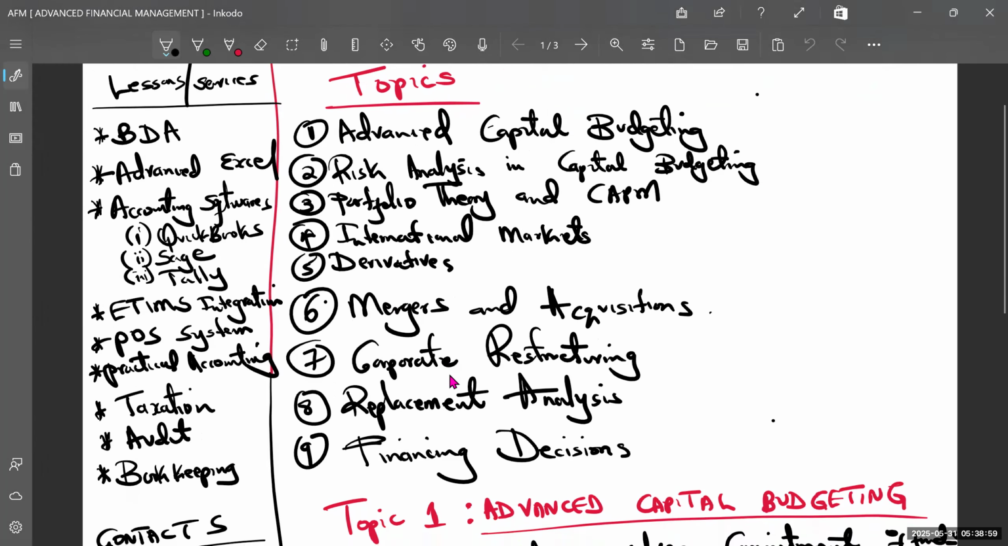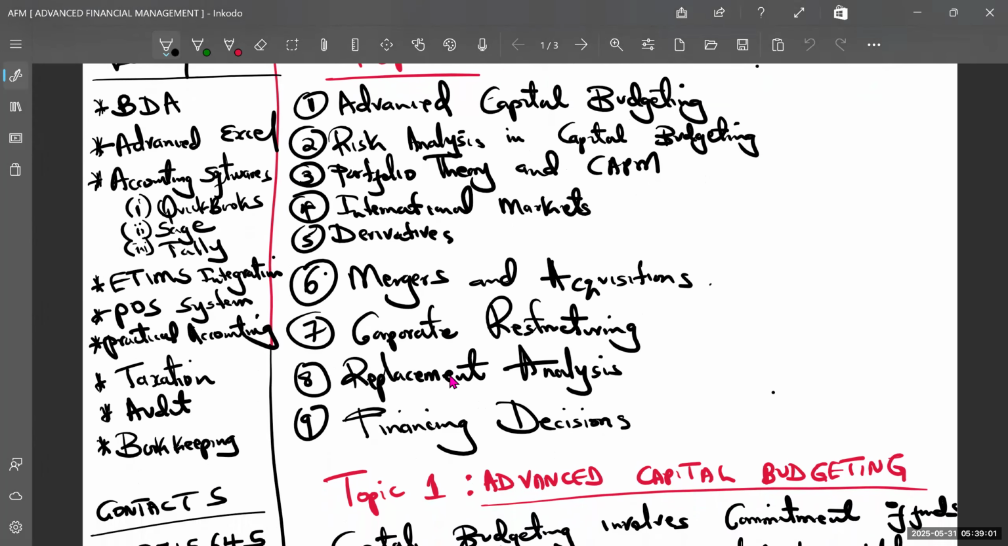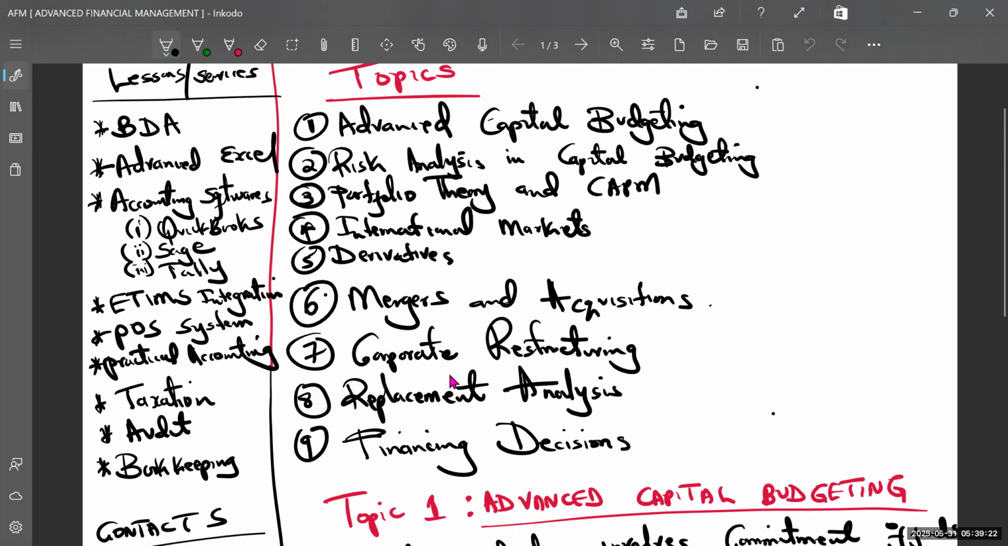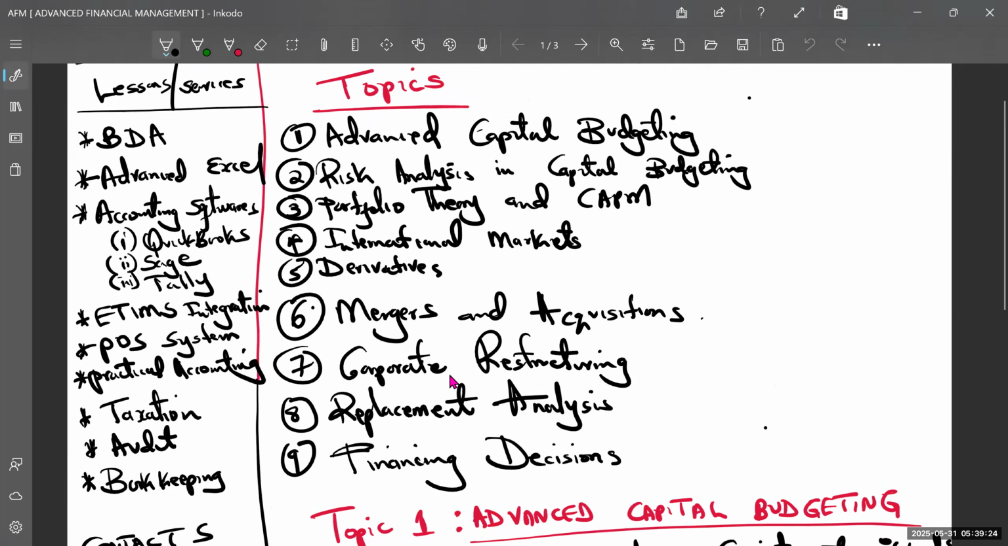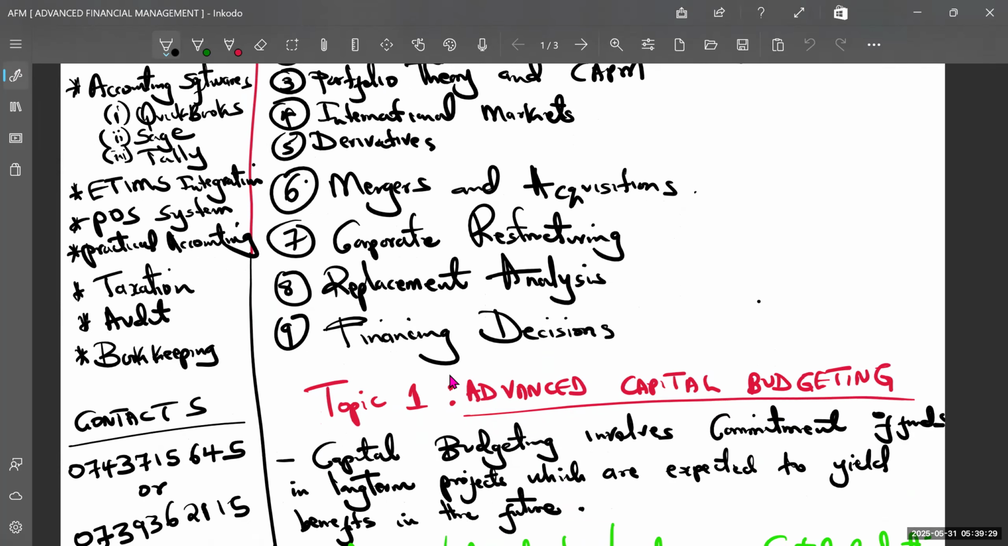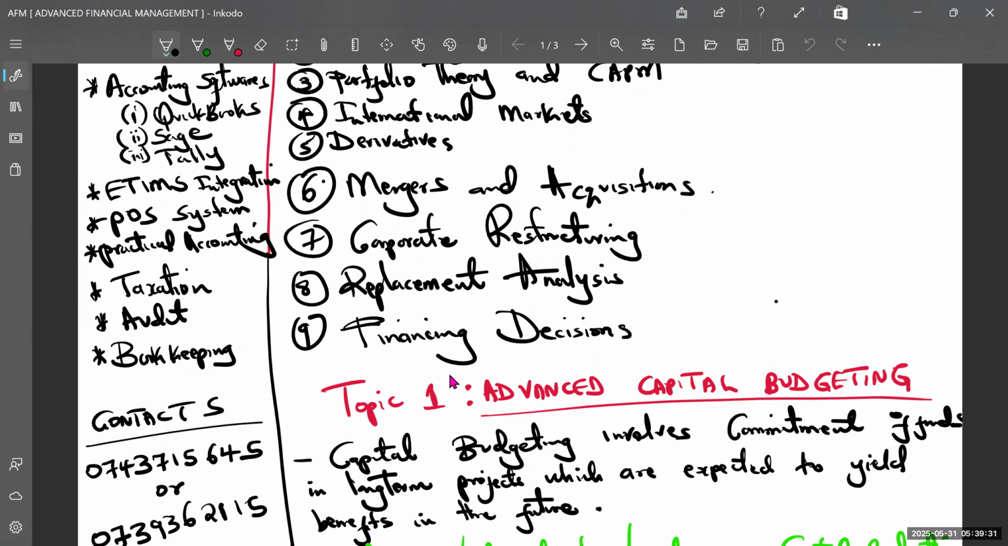One of the topics, that is topic number 1, is advanced capital budgeting. We listed them from number 1 to number 9, including risk analysis in capital budgeting, portfolio theory and CAPM, international markets, derivatives, mergers and acquisitions, corporate restructuring, replacement analysis, and finally, we identified financing decision as the last area to look at under the coverage of advanced financial management. We now started with topic number 1, which is advanced capital budgeting.